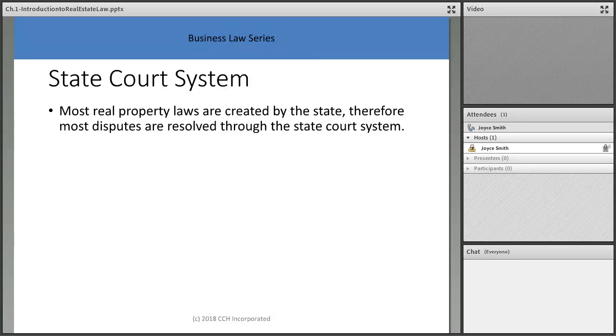The state court system. Most real property laws are created by the state, therefore most disputes are resolved through the state court system. And it's because of where the property lies. It lies within the state. Now, where it may become something federal is where it impacts a class of people or where you have people from different states that are arguing over something. But for the most part, anytime you have a real estate dispute, it will be held in the state's court system.